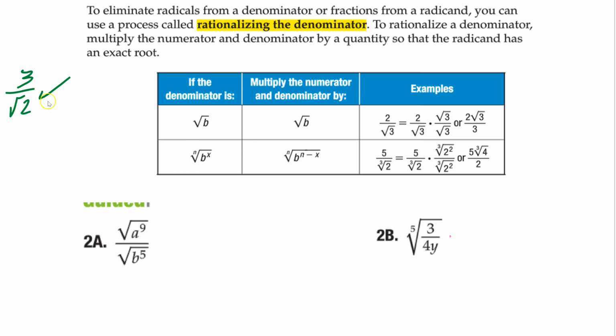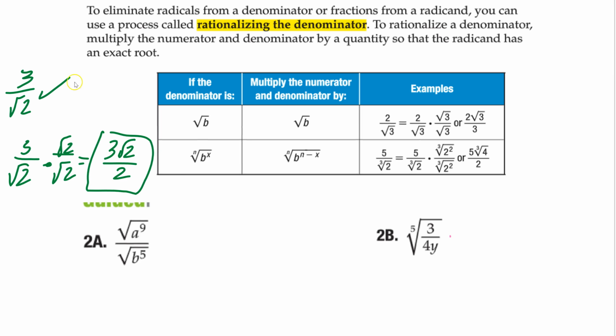Some books you won't see that as an answer, so if you want to rationalize it, remember the way we rationalize is you multiply by the denominator. So this is the rad 2. Multiply both on top by the denominator, you get 3 rad 2 on top. Rad 2 times rad 2 is rad 4, also known as 2. So that's how you rationalize. Multiply both the top and bottom by the denominator.